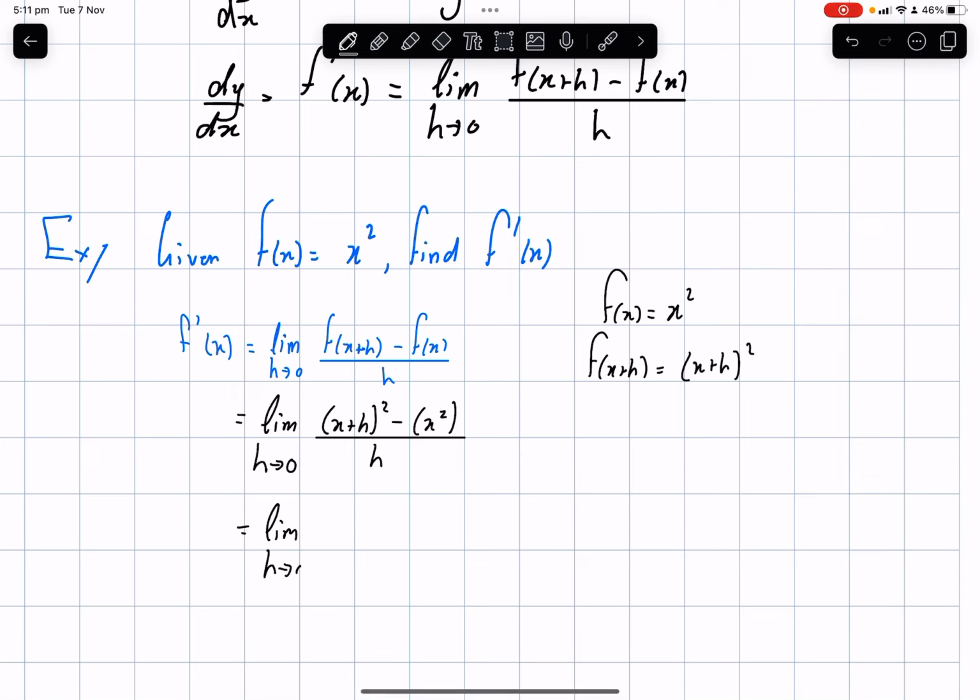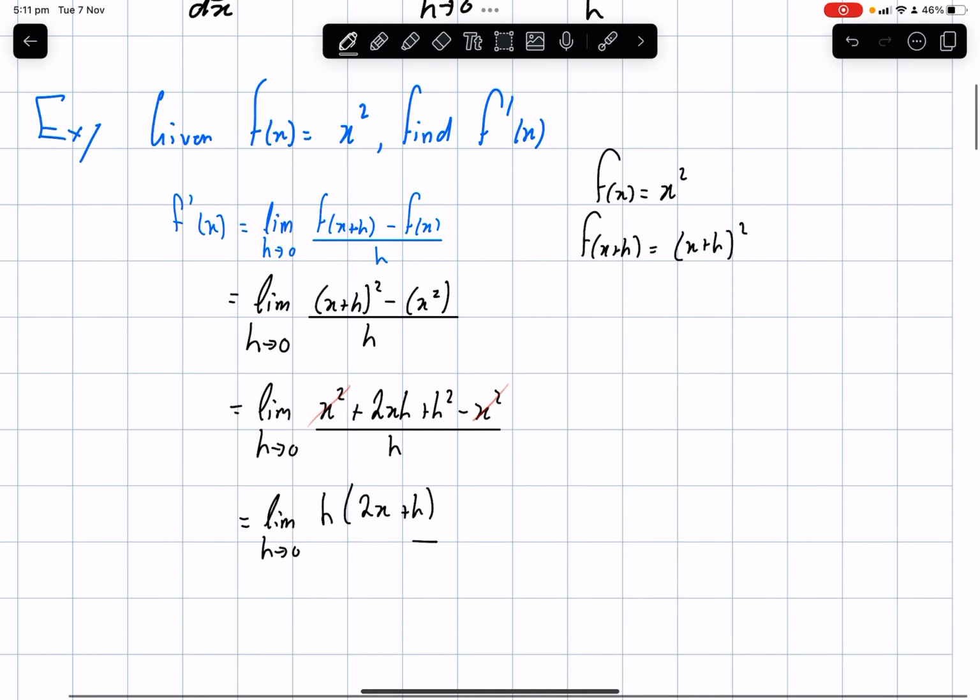So the limit as h tends to 0, x squared plus 2xh plus h squared minus x squared all over h. Now we can see that those x squareds cancel out, leaving just two terms, both with an h in it. So what I'm going to do, I'm going to take out that factor of h in this step here. So h at the front, 2x plus h all over h.